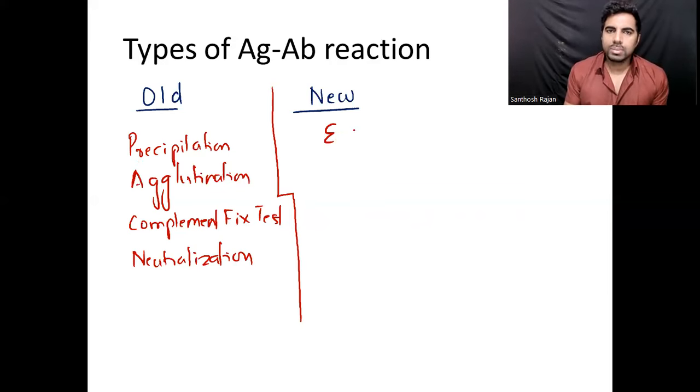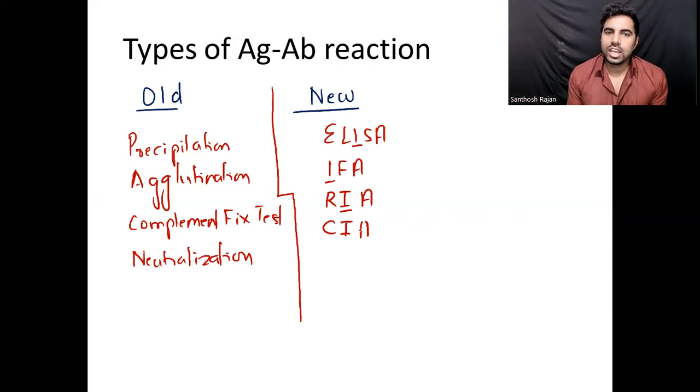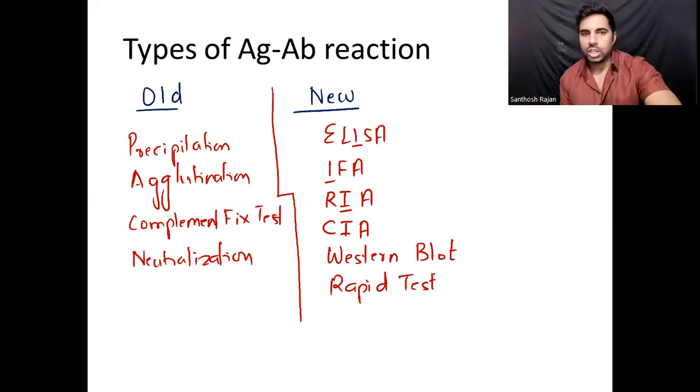The newer methods are ELISA, or immunofluorescent assay, IFA, radioimmunoassay, and chemiluminescent immunoassay, CIA, and of course Western blot. There are different types of blots, not just Western blot, and we're going to talk about them. And even rapid tests, we have a lot of rapid tests also. These will come under the newer methods.